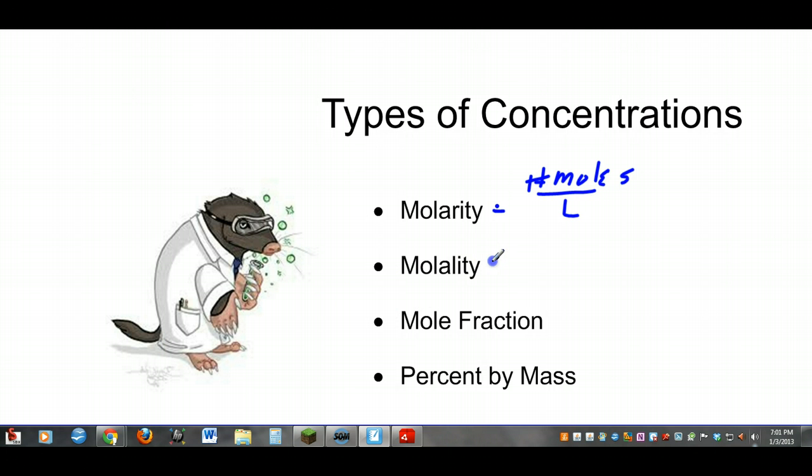Now, the new one is called molality, and it looks the same. It's still the number of moles of solute, but now on the bottom it's kilogram of solvent. So molarity is moles per liter of solution. Molality is moles per kilogram of solvent. Let me show you the difference.